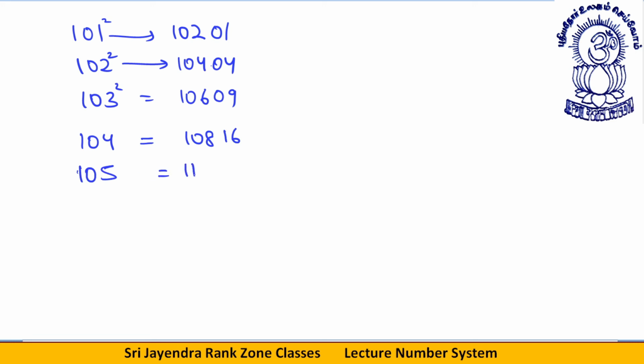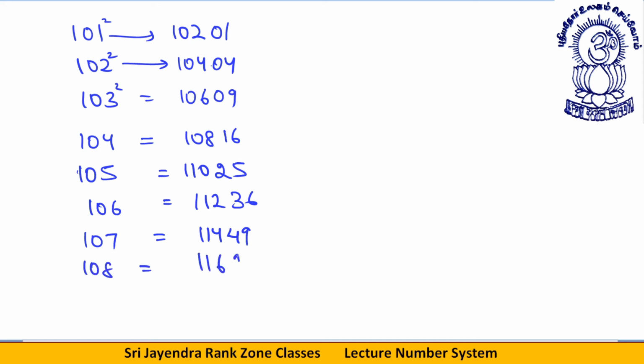105. To 105, you add 5, you get 110. Then write 25. 106, you add 6, you get 112, then write 36. 107, you add 7 to this, the square of 7 is 49. You add 8 to this, the square of 8 is 64. You add 9 to this, the square of 9 is 81. This becomes 11,000. Okay.